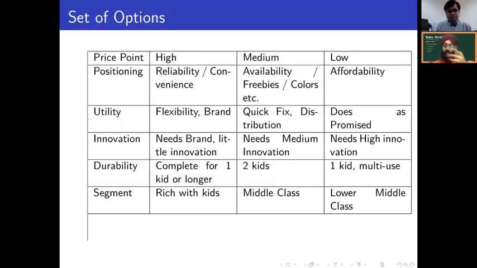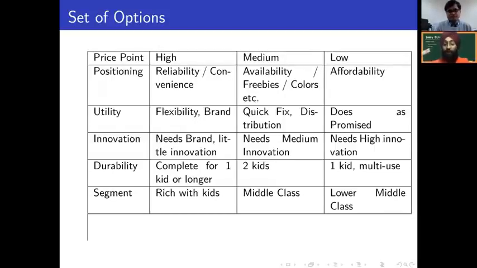Of course, for medium, you will need medium. For a low price product, you would need a lot of innovation. Why? Because you would need to get this cost under control. So your innovation for an affordable product, if it is more affordable than other products, it has to be at your end. It has to be in how to develop that product or service, right?